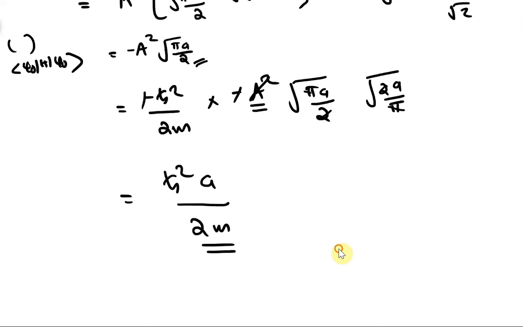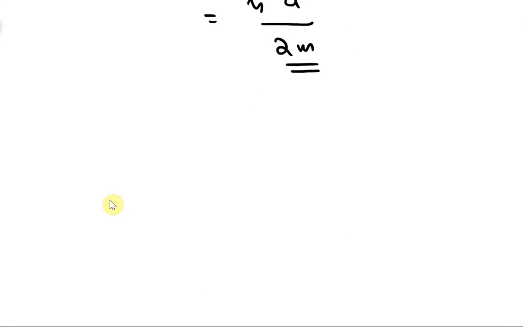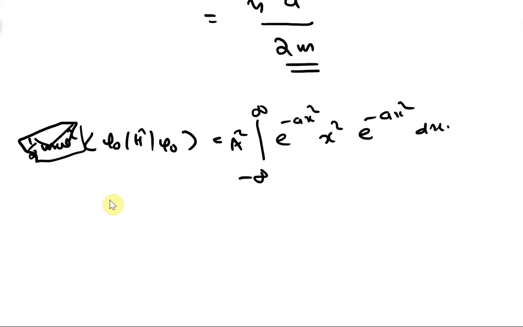So that is the first part of our Hamiltonian, and we have one more part, and in that part you have a constant multiplied, a constant half m omega square, multiplied with psi naught h prime, sorry, h cap psi naught. So I'll first calculate this and later I'll multiply it. So first this quantity is integral minus infinity to infinity. A square is there, e raised to minus a x square, e raised to minus a x square dx. No differential operator or anything, you just have to do the integration.